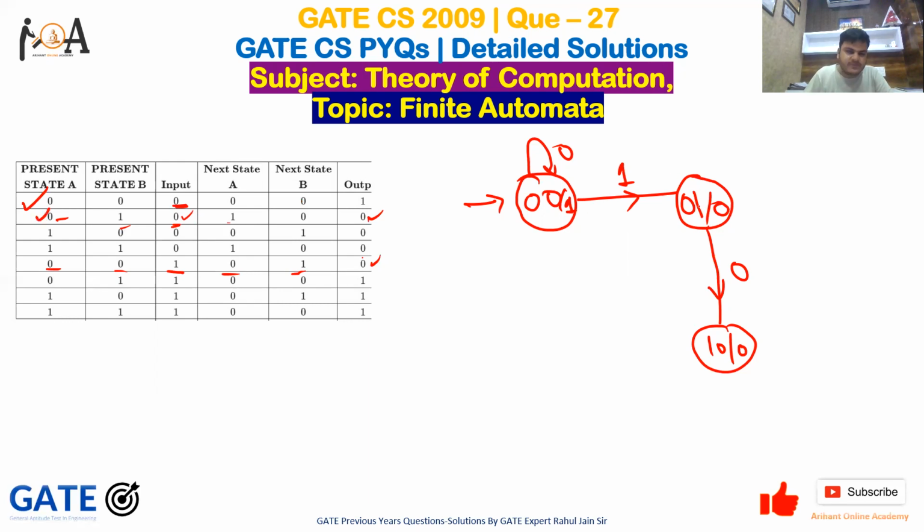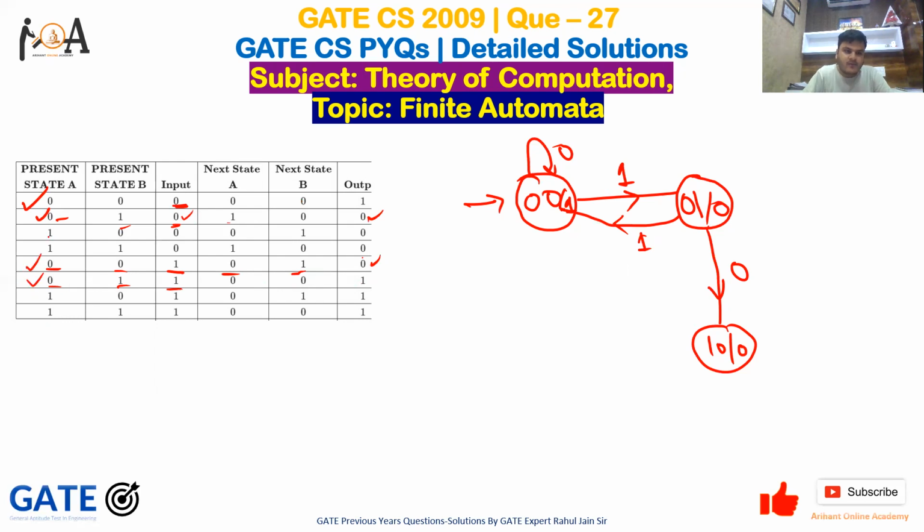And let's check that 0 1 on 1, where it is going. 0 1 on 1 is going to 0 0, and the output associated is 1. So this 0 0 has output associated as 1. So on 1 we are going like that, right? So this is also done, and this is also done.